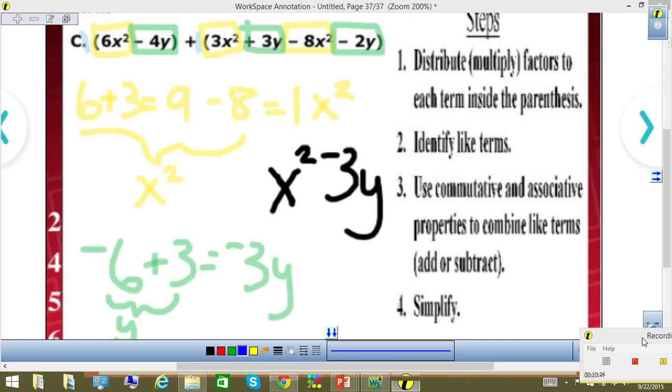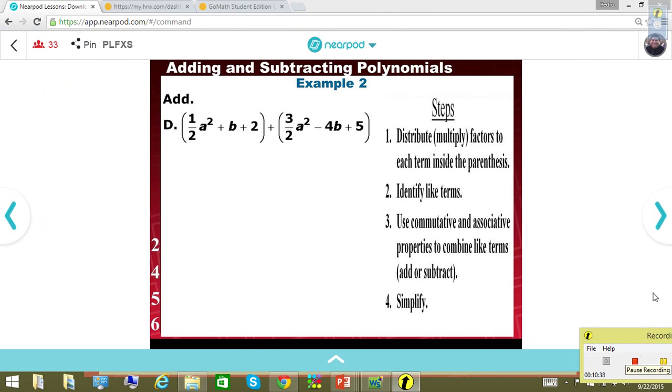So now that we've got addition down, we're going into subtraction. Remember that I did a brief intro? Okay, so let me go to that. Copy this one, example 2D, and it says parentheses 1/2 a squared plus b plus 2, close parentheses, plus, open parentheses, 3/2 a squared minus 4b plus 5. Do that one by yourself. Go.